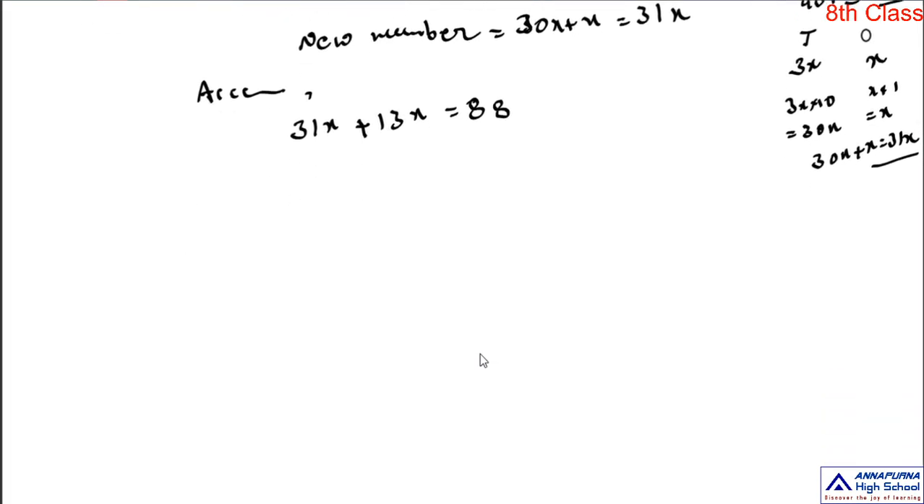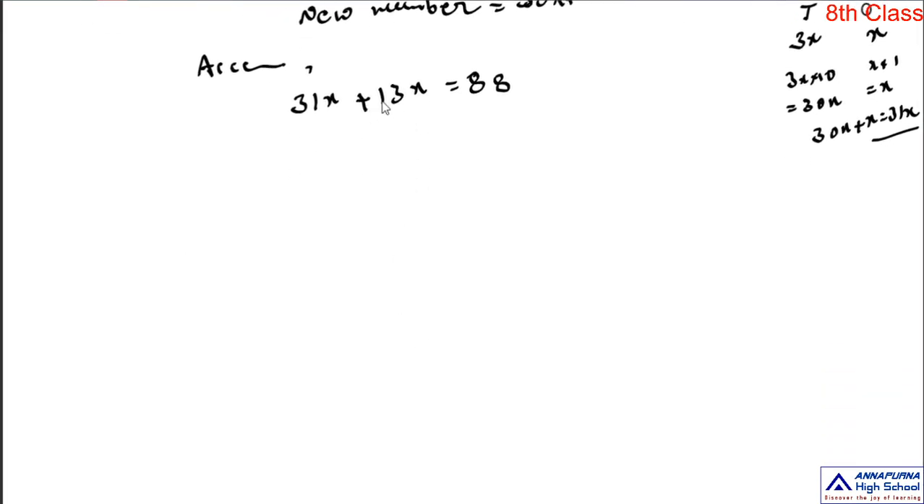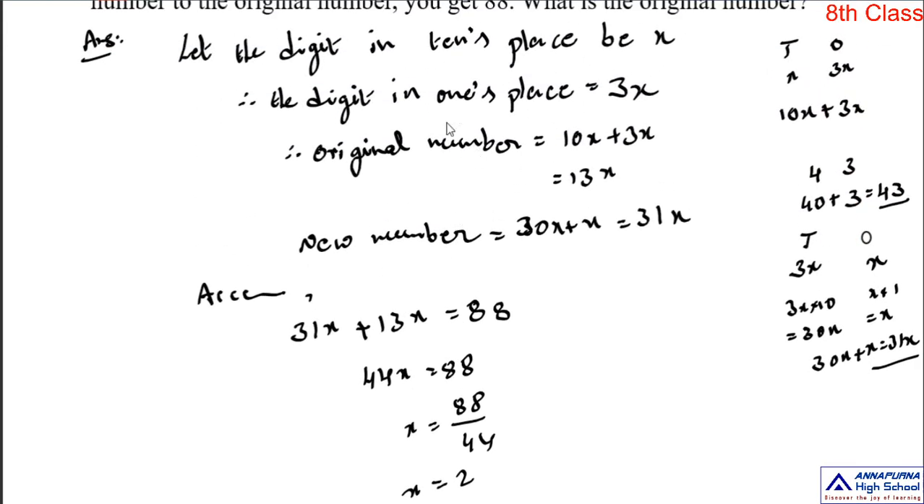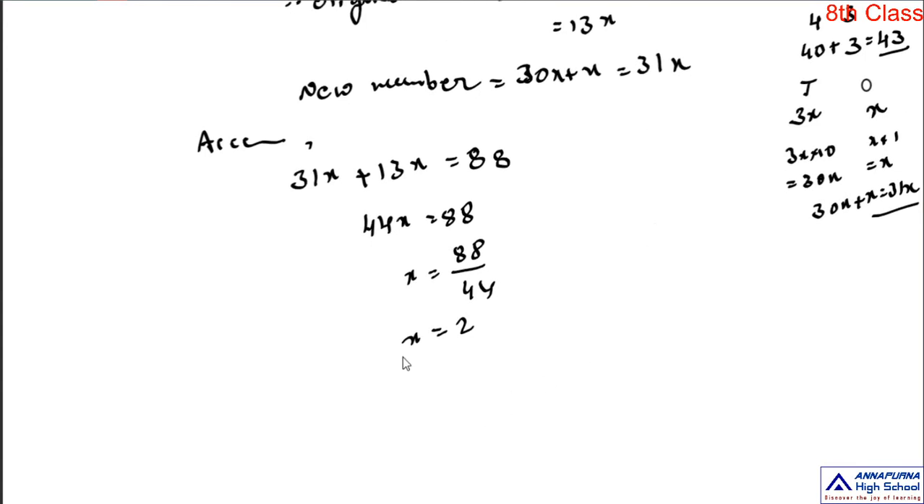Now solve this linear equation. 31x plus 13x, it is equal to 44x is equal to 88. Then x is equal to 88 by 44. So x is equal to 2. So what is x? In the two digit number, the digit in tens place is x, and what is the value of x? It is equal to 2.